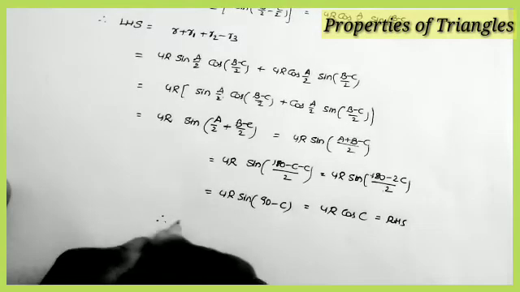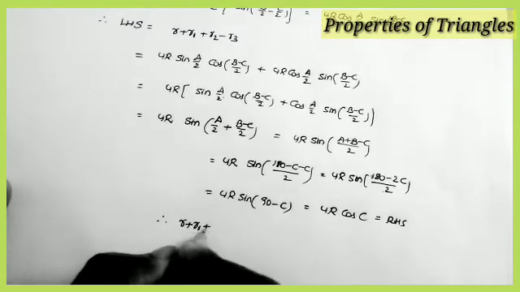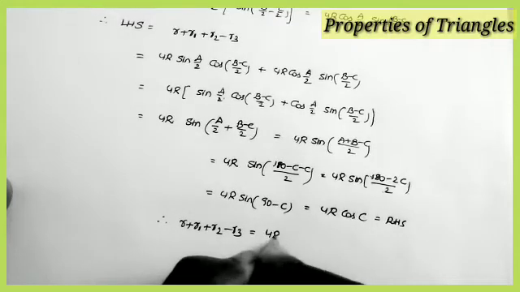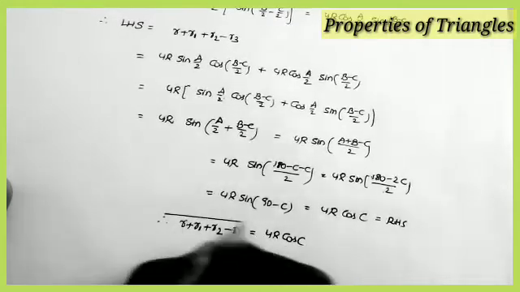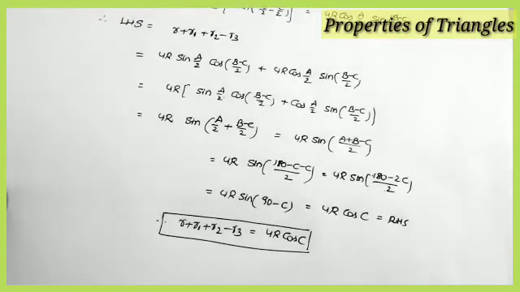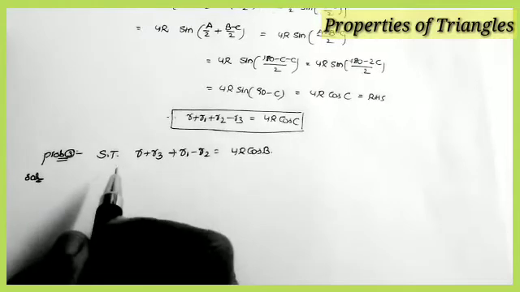That is equal to the RHS. Therefore, the value of R plus R1 plus R2 minus R3 is equal to 4R cos C. That's all. This is the answer. Do all of you understand? Okay, see the next question.